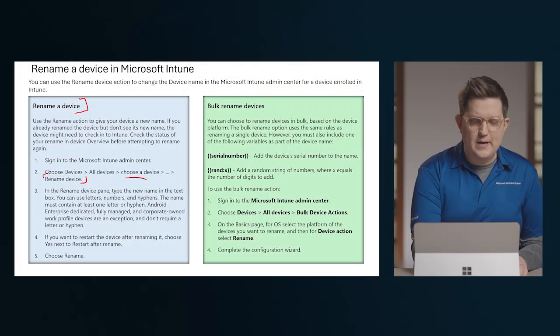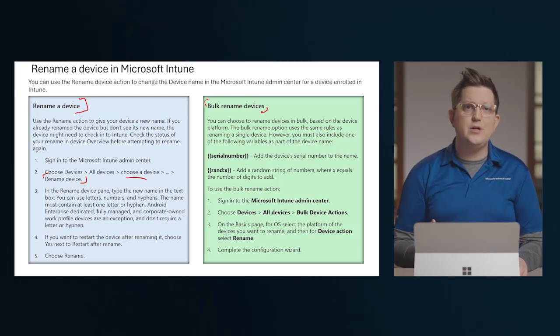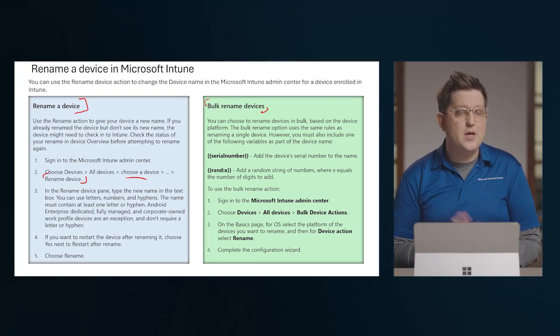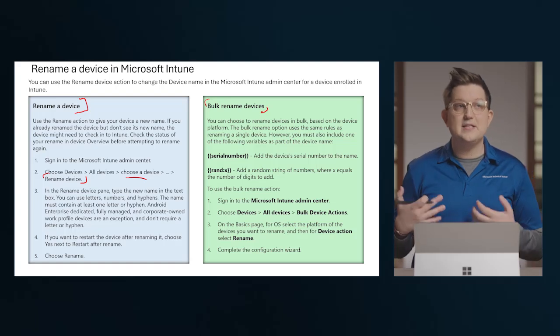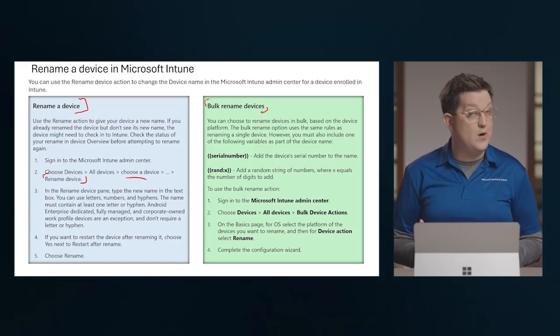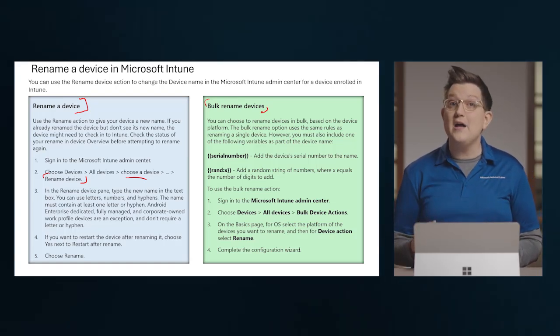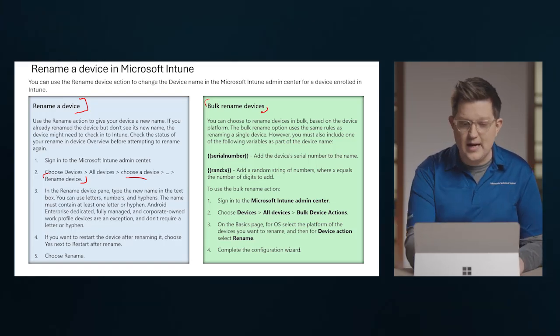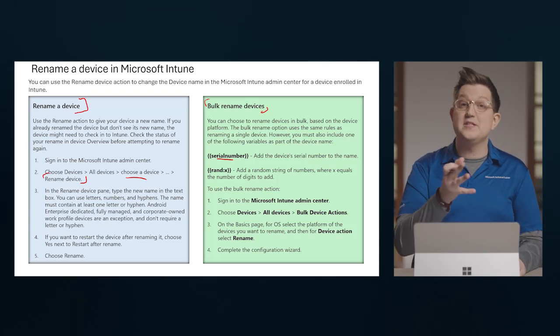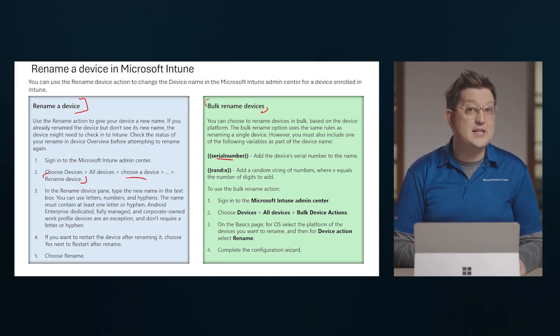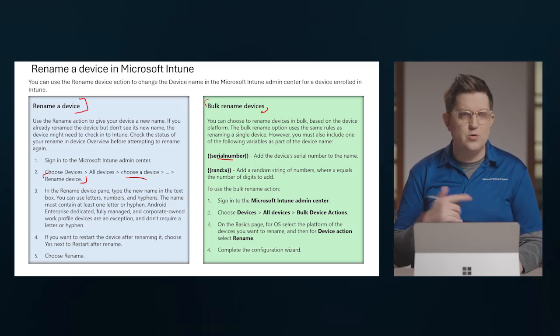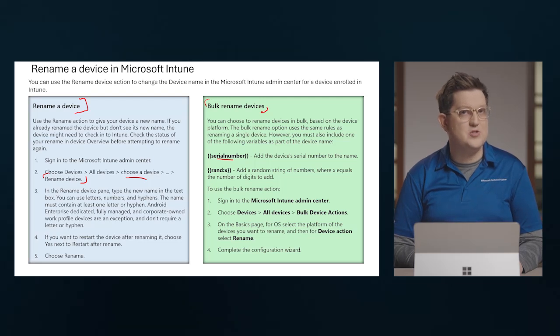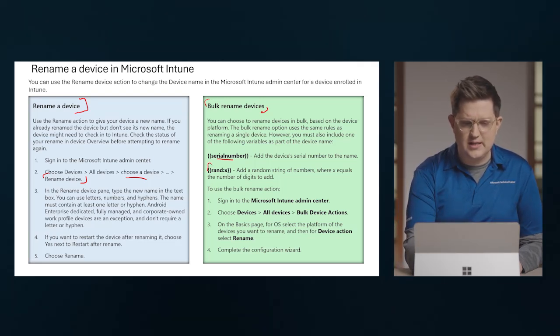Where there is a really good power is for organizations that are looking to bulk rename their devices. Intune gives you the ability to select some sort of unique identifier for a device and then use that as part of the naming convention for your devices en masse. So as an example, I could pick a variable that is the serial number of the device. That tends to be wholly unique for all devices in your environment. So it gives you something that you can add into the name to ensure that all devices have a unique naming convention. You can even just select a random number.